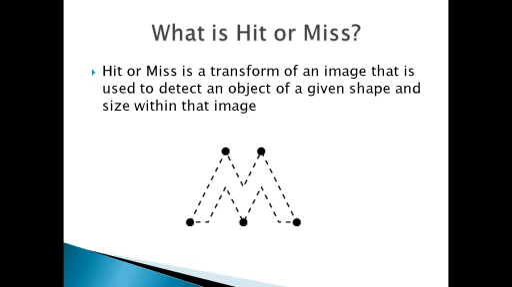Hit or miss is a technique used to find shapes, generally speaking, in a binary image, given a shape and a size. Some specific uses in which it may be helpful are to locate, like, the endpoint in a binary skeleton, or to locate isolated points in a binary image.